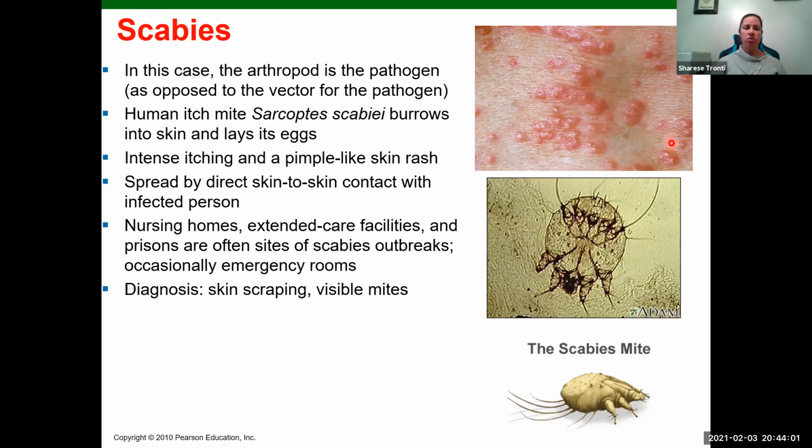It's spread by direct skin-to-skin contact. We see this being an issue in places where people are in close contact, so nursing homes, extended care facilities, prisons, where we see a lot of scabies outbreaks, in the hospital too sometimes. They can be diagnosed. Sometimes you can see the mites directly, you can recognize the rash, or you can do a skin scraping to look at them.